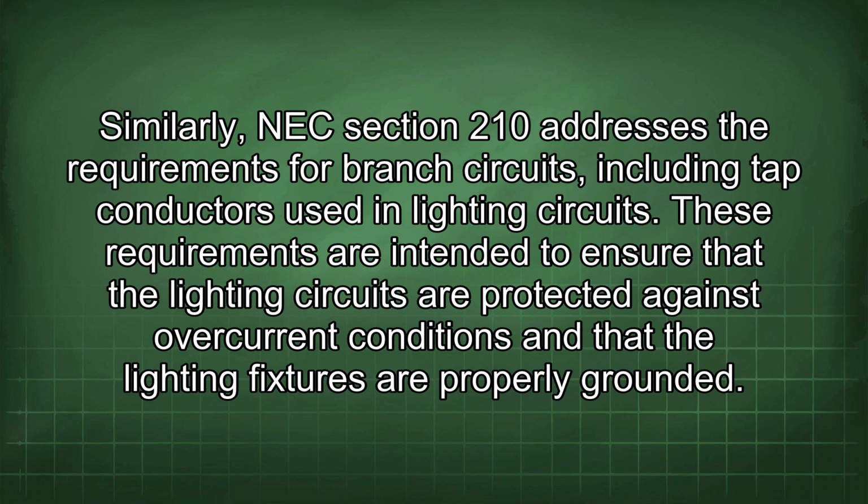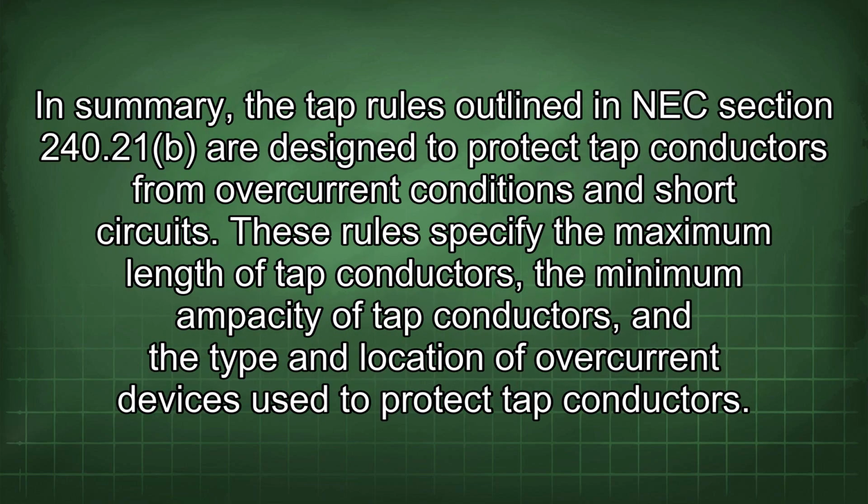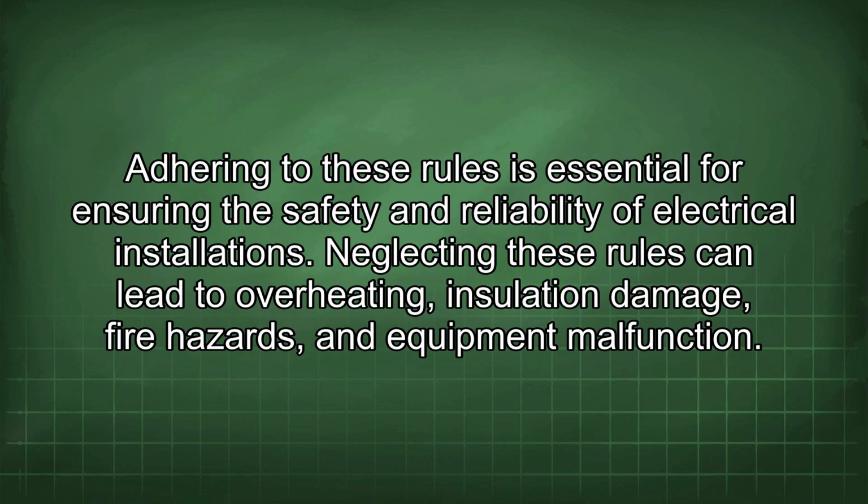are properly grounded. In summary, the tap rules outlined in NEC Section 240.21 are designed to protect tap conductors from overcurrent conditions and short circuits. These rules specify the maximum length of tap conductors, the minimum ampacity of tap conductors, and the type and location of overcurrent devices used to protect tap conductors. Adhering to these rules is essential for ensuring the safety and reliability of electrical installations.